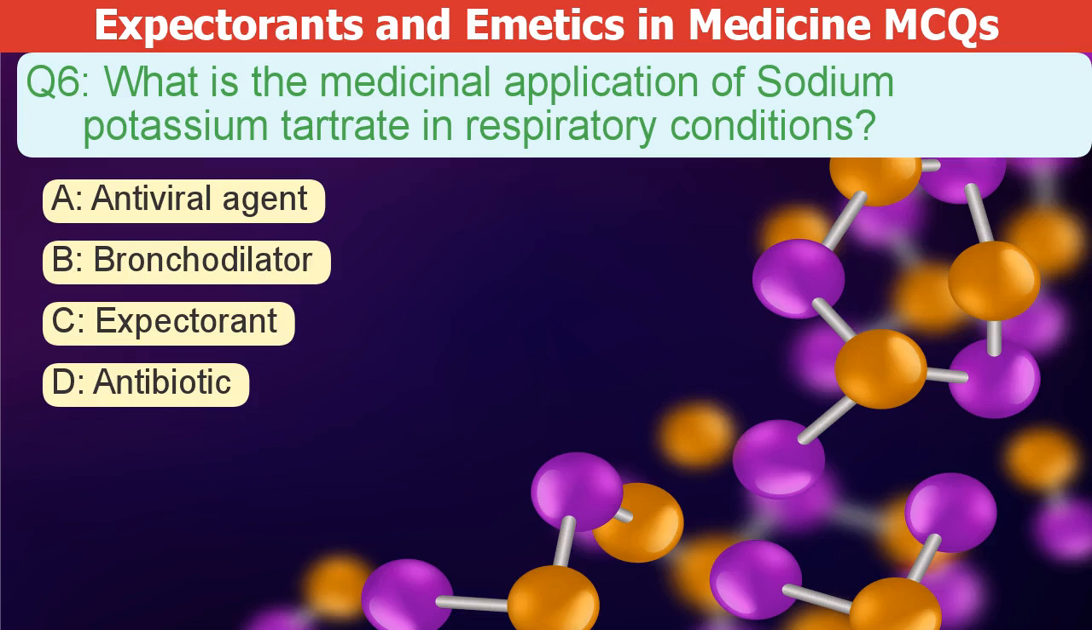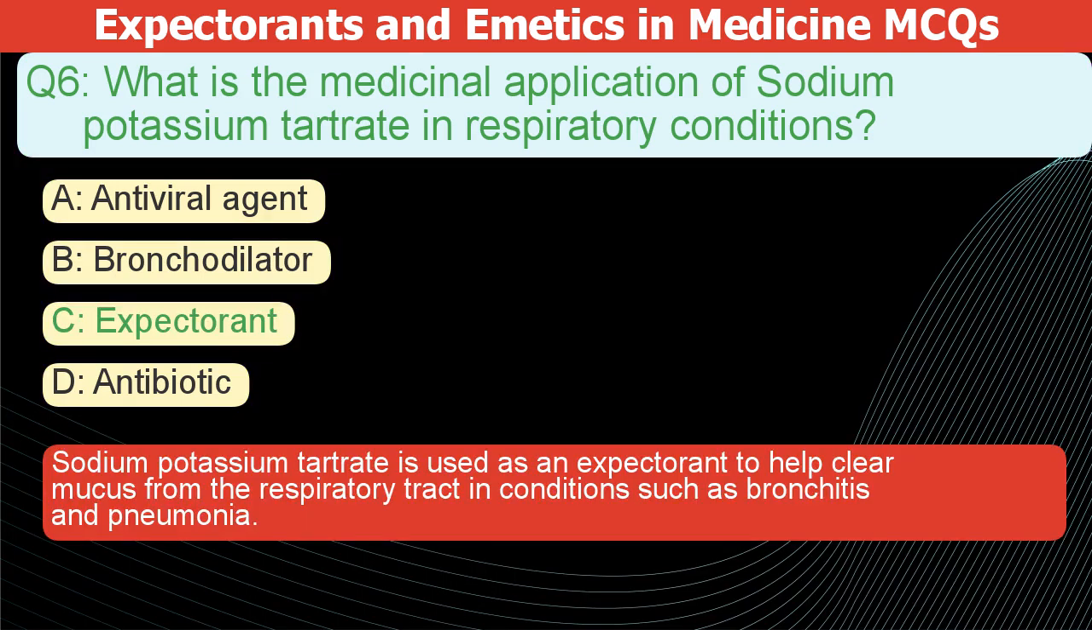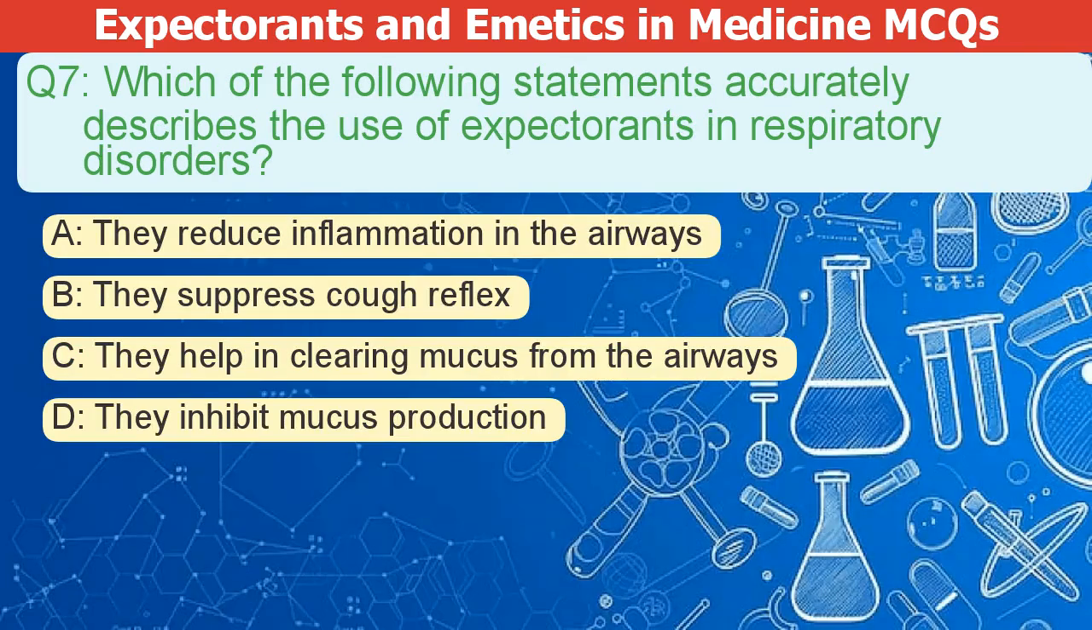What is the medicinal application of sodium potassium tartrate in respiratory conditions? A. Antiviral agent. B. Bronchodilator. C. Expectorant. D. Antibiotic. The correct answer is C. Sodium potassium tartrate is used as an expectorant to help clear mucus from the respiratory tract in conditions such as bronchitis and pneumonia.